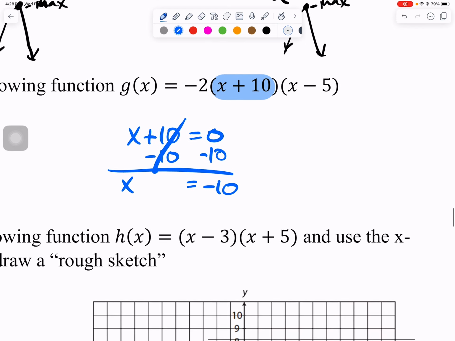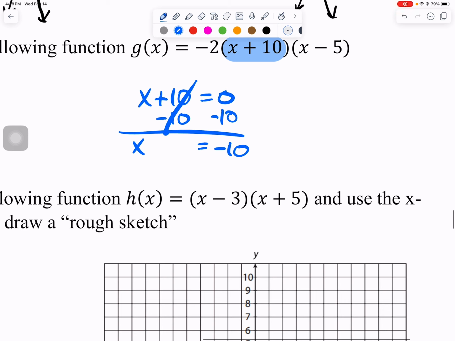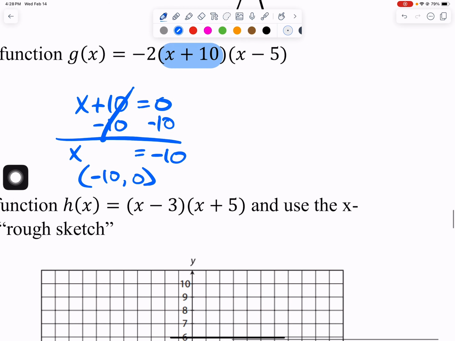All right, so your first x-intercept is simply, let me write underneath, negative 10 and then 0. Because we know that x equals negative 10, and (x, y), so x goes to the negative 10, and we set y equal to 0, so that's why that is there. Now, for this one, little shortcut, all right?